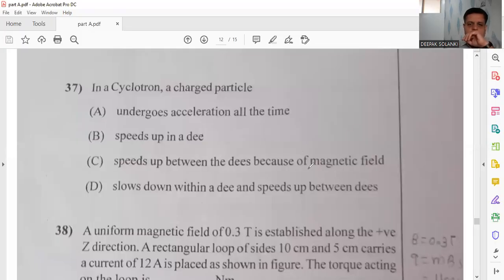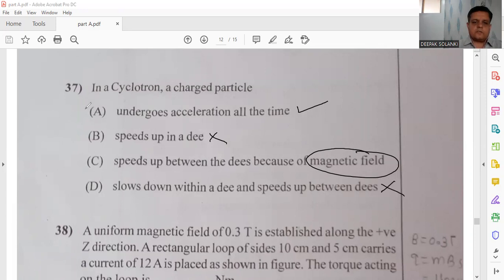In cyclotron, a charged particle undergoes acceleration all the time. It is true because circular motion is an example of accelerated motion. Speeds up in D, this is wrong. In D its speed is constant. Speeds up between the D's because of the magnetic field? It is due to the electric field. Slows down within D, wrong. So this is the right answer, A.